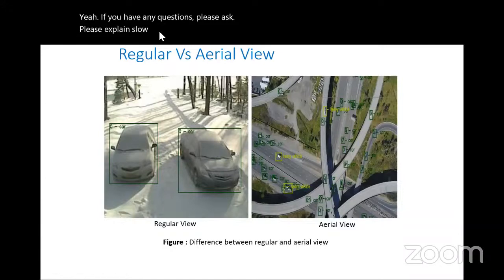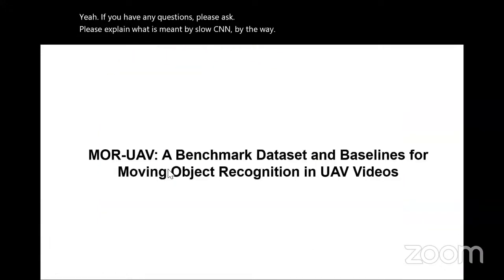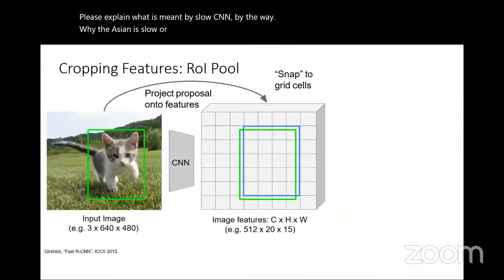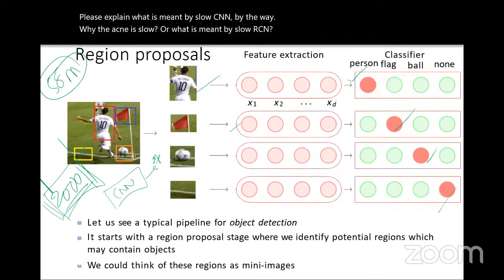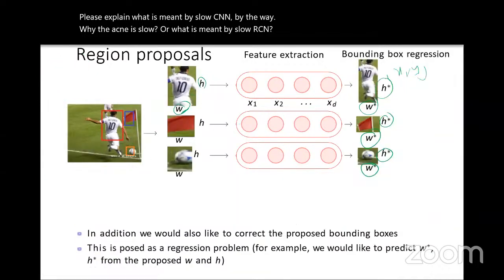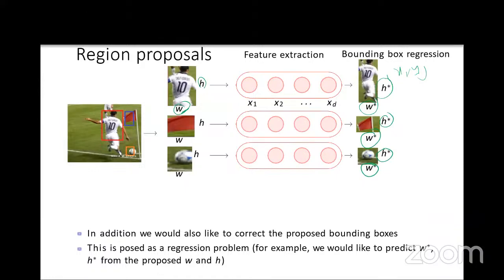Slow RCNN. What is meant by slow RCNN, by the way? Why is the RCNN slow, or what is meant by slow RCNN? Sir, the regions are not processed by the model, that I understood, but the difference between slow and fast RCNN, that's the only difference. Okay, no. That is not the difference between slow and fast RCNN.